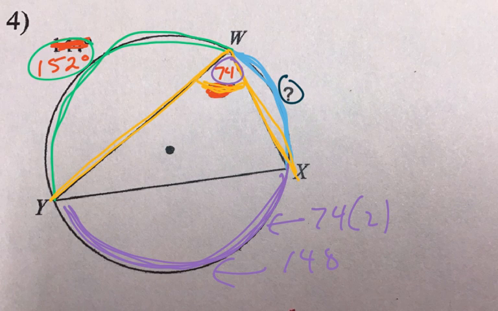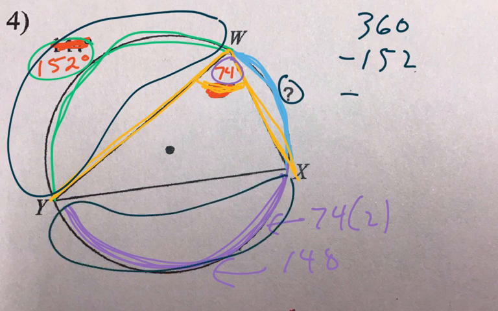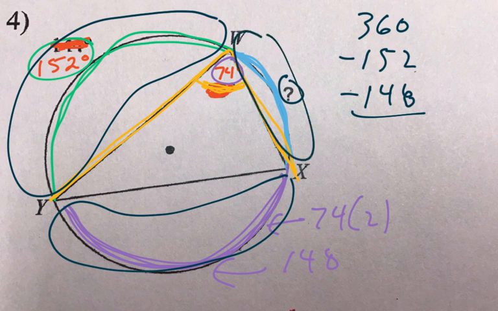So now what? Well, if you think about it, we all know a circle is 360 degrees. Let's take away the green part, 152. Let's take away the purple part. We found to be 148. And if I take away the green and purple, am I not left with the blue here? Yes, I am. So 360 minus the 152 minus the 148 is 60 degrees. So this missing blue arc is 60 degrees of the circle.